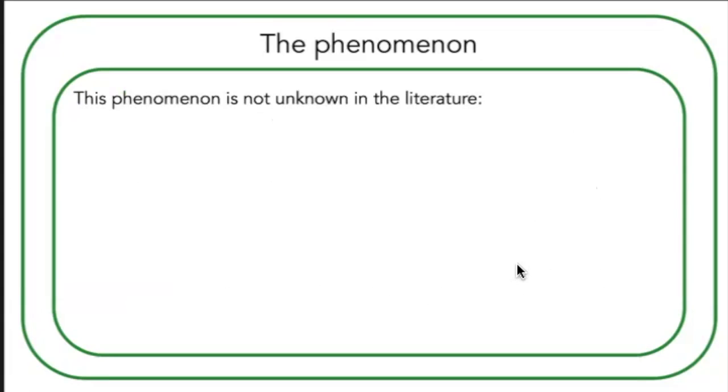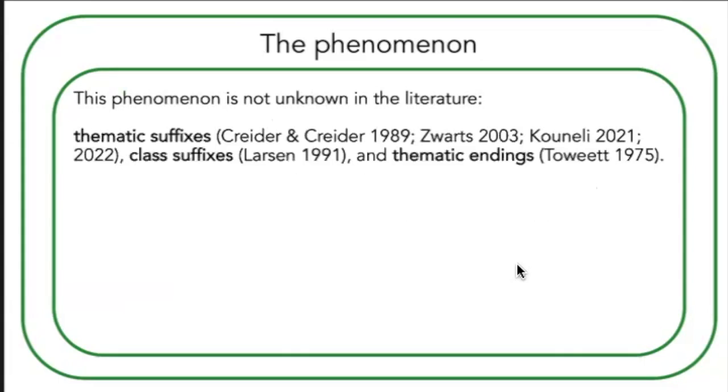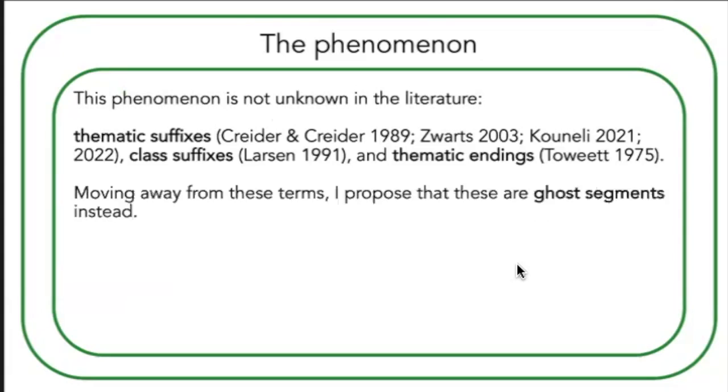And what did people think? So in the literature, people have called these segments thematic suffixes or class suffixes or thematic endings. And they've always been treated in passing. Nobody's ever studied them in depth or done any analysis on them. But after having looked at a lot of nouns and their distribution, I propose that this phenomenon be called ghost segment rather than thematic.